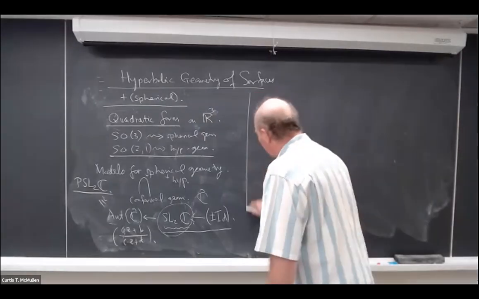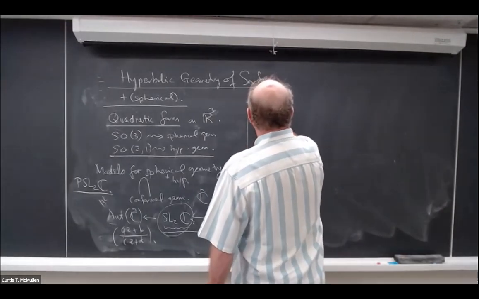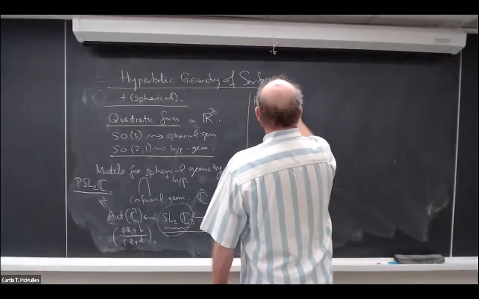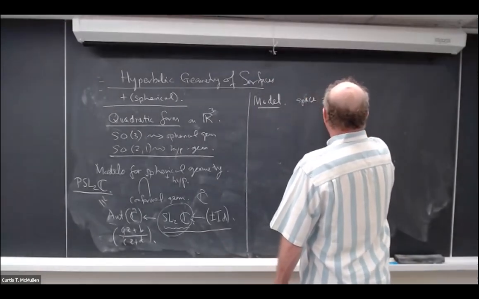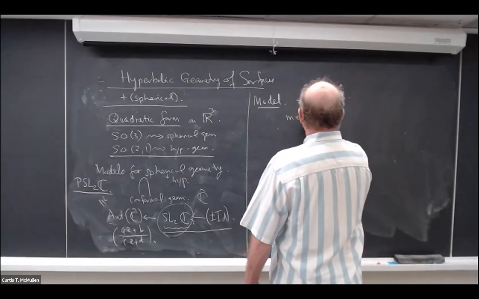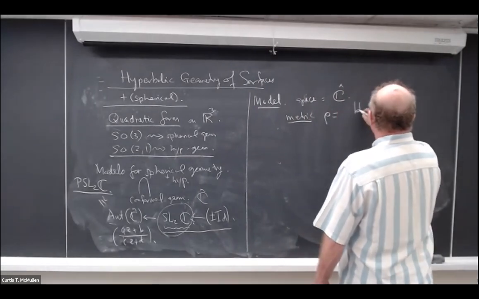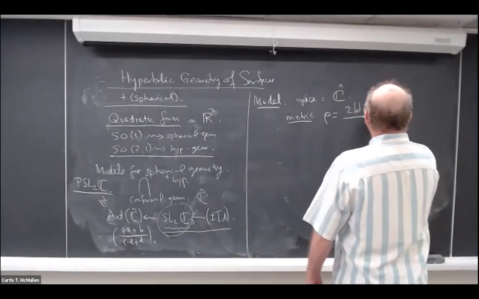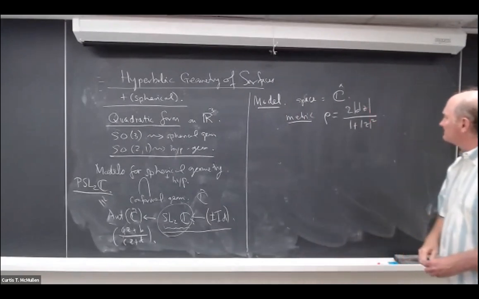Okay, so here's my model for spherical geometry. I'm going to take my space to be the Riemann sphere. And then on the Riemann sphere, I'm going to introduce a metric. And this metric will be the Euclidean metric scaled by a factor of 2 over 1 plus the absolute value of z squared.